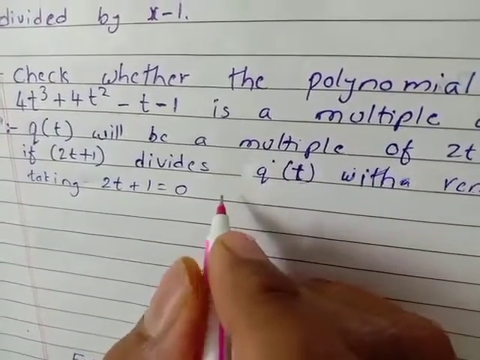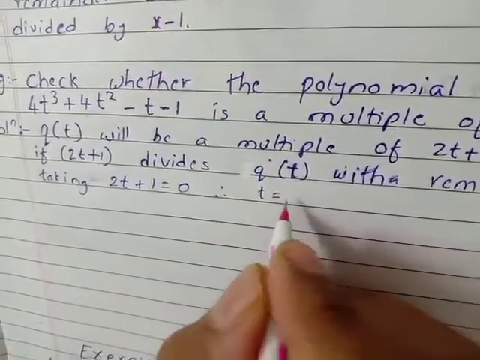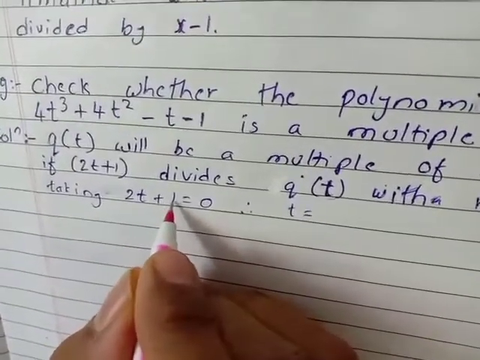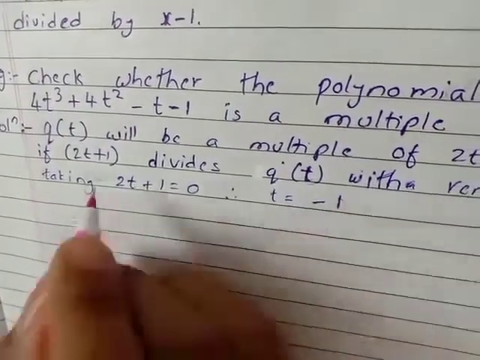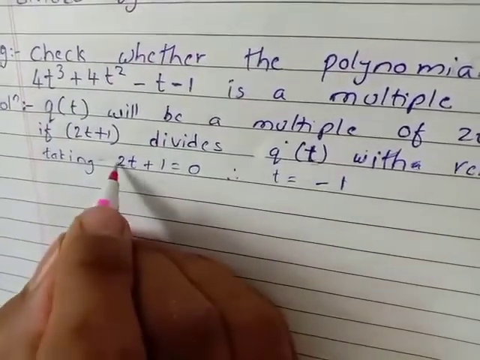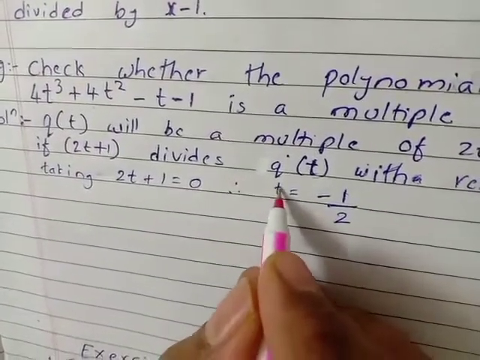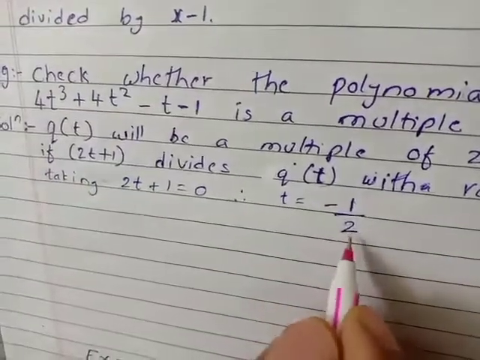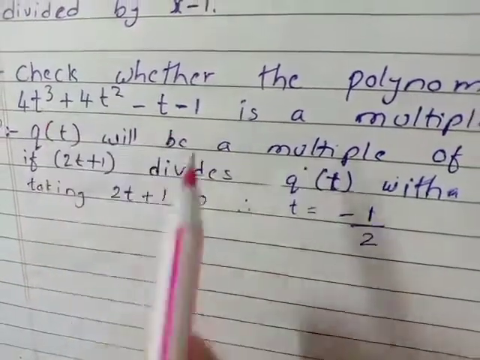So solve this. Therefore t equal to, now you have to shift the values. Here it is plus 1. If we shift it to the right hand side, it will become minus 1. And this 2 into t, so multiplication will become division, so this will come down. The value will remain the same. So the value of t is minus 1 by 2. Now we will put this value, minus 1 by 2, into this equation.